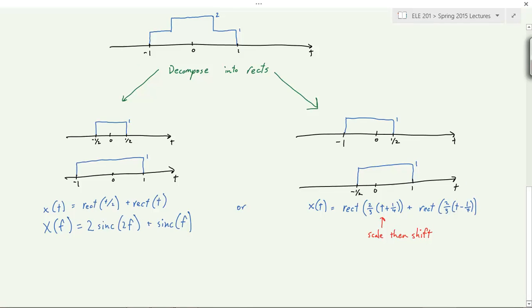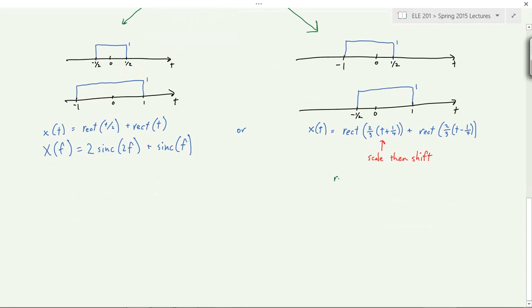Well, I use the two properties. So I say rect of t goes to sinc of f. Therefore, rect of 2/3 t goes to 3 over 2 sinc of 3 over 2 f. Now, one thing to keep in mind with that time scaling property, if f appeared multiple times on the right side, each one of them would have to be replaced with a 3 over 2 f.